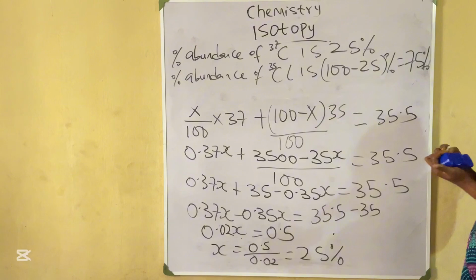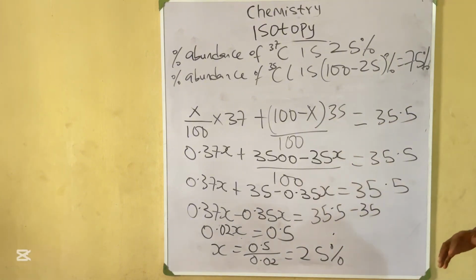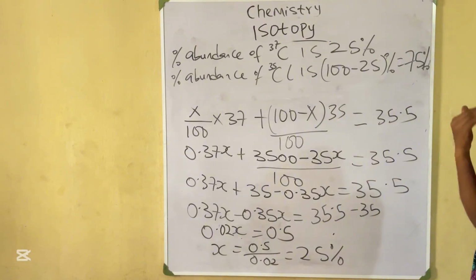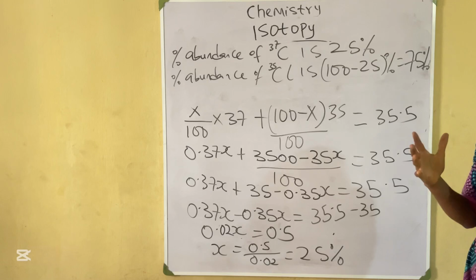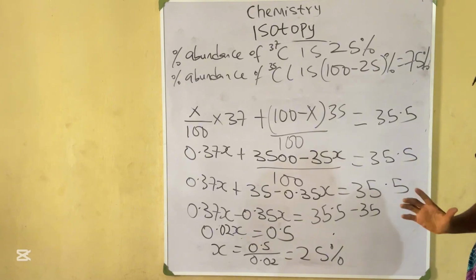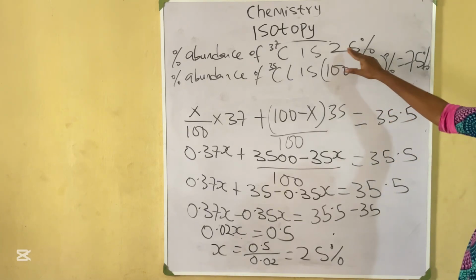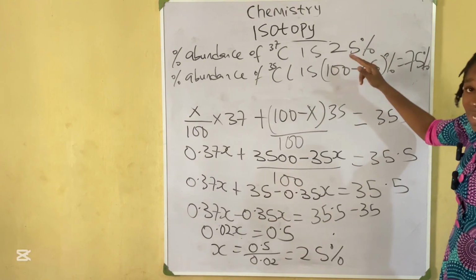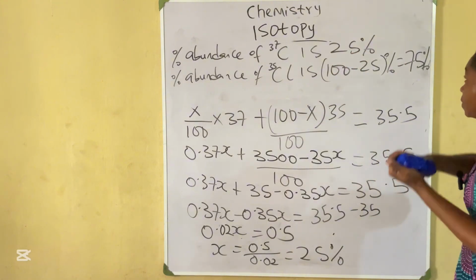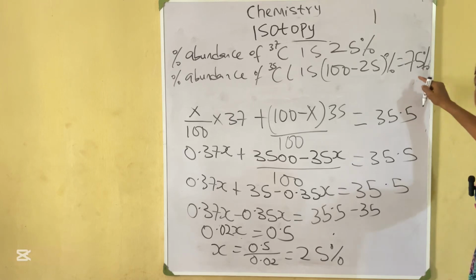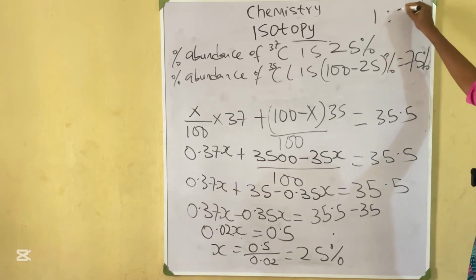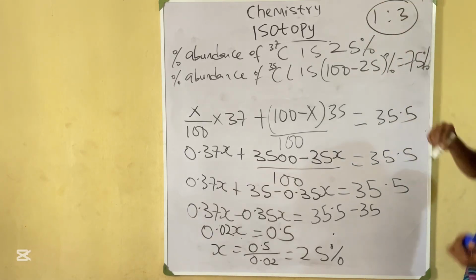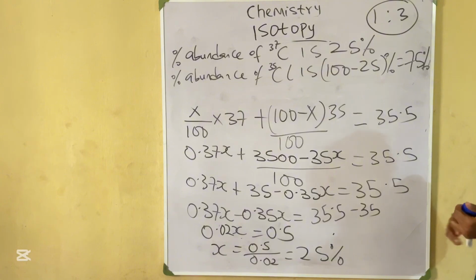75%. Remember, if you are asked, instead of percentage abundance, to find their ratio of occurrence, you say the same thing. When you get to this point, the next thing you're going to do is do what? Divide this into the lowest term. 25 divided by itself is 1. 75 divided by 25 will give you 3. So this will be the ratio of abundance.